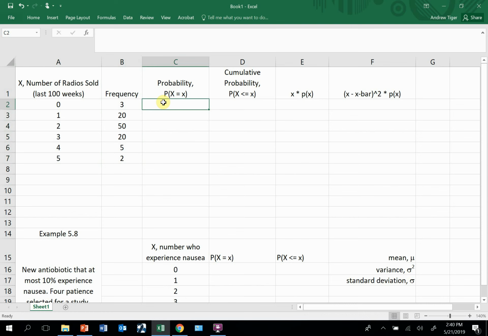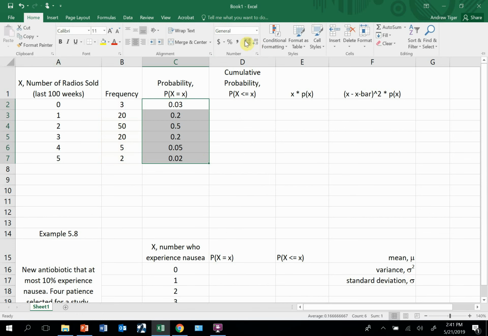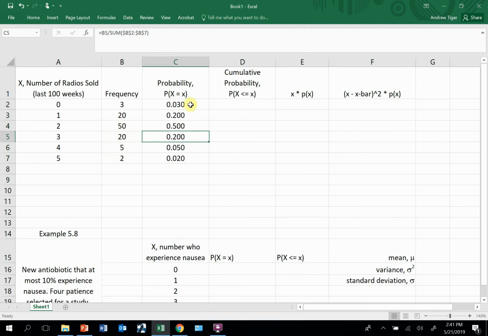The probability is just a relative frequency, which we did in Chapter 2. So we take this and divide by the sum of all of these, which happens to be 100. But let's go ahead and follow the rules and just use it. You can show it as a probability, a number between 0 and 1, or as a percent, but we'll just leave it as a probability. But they do sum to 1.